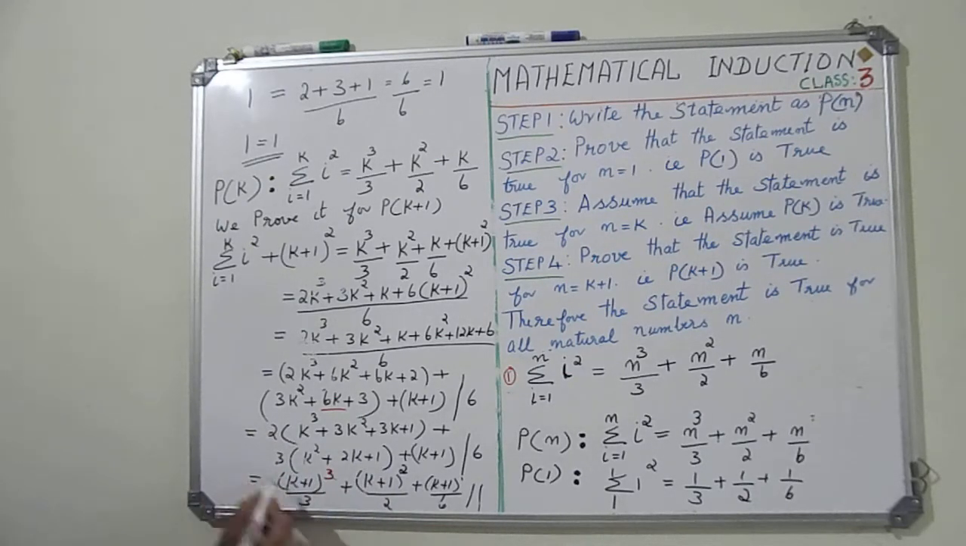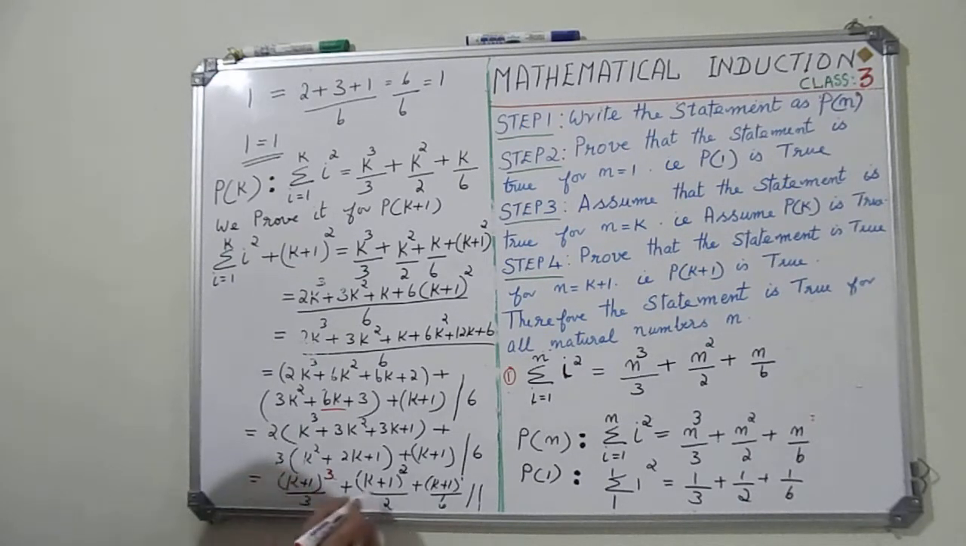There is already a 2 here: 2 times k plus 1 the whole cube. Plus here, 3 into what about this term? K square plus 2k plus 1 is k plus 1 the whole square. Plus k plus 1 upon 6 is there. Here there is a 2. 2 upon 6 means k plus 1 the whole cube upon 3.